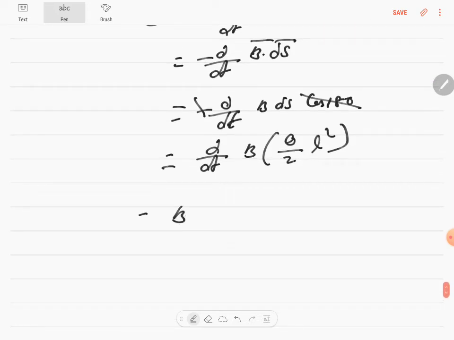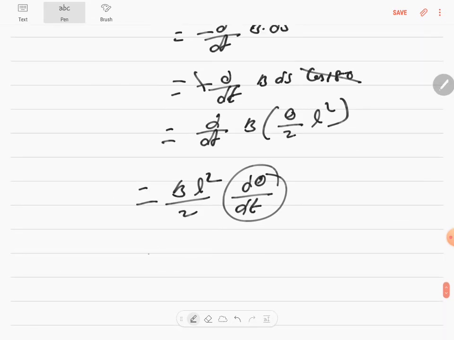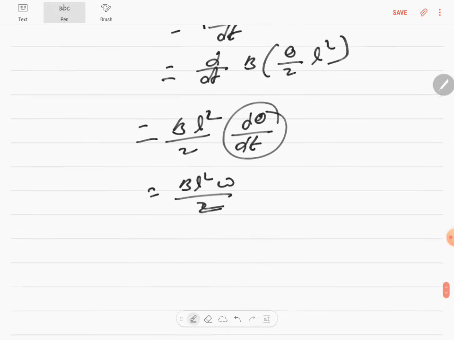The magnetic field is a constant, the length of the rod is a constant, 2 is a constant. So d theta by dt will get you omega, angular velocity. So B L square omega by 2. Okay, I won't leave it like that.